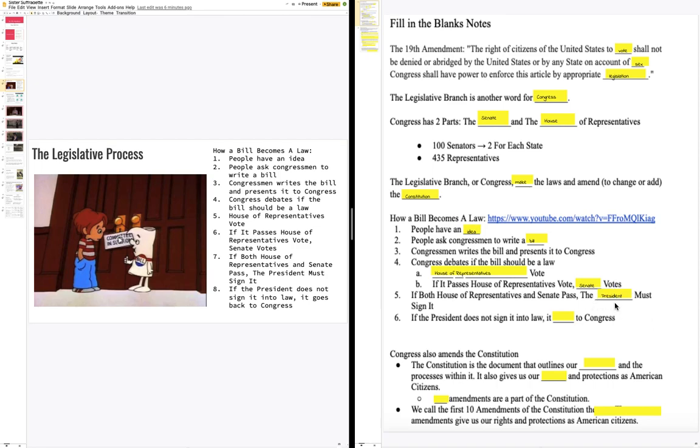The president then has to decide whether he thinks it should be a law. If he signs it, then yay, your bill becomes a law. If he does not, that's called a veto, and the bill goes back to Congress. So it goes back to the House, they'll debate it and vote on it, and the Senate will vote on it. But a lot of times, once it goes back to Congress, the chances of it becoming a law are very slim.